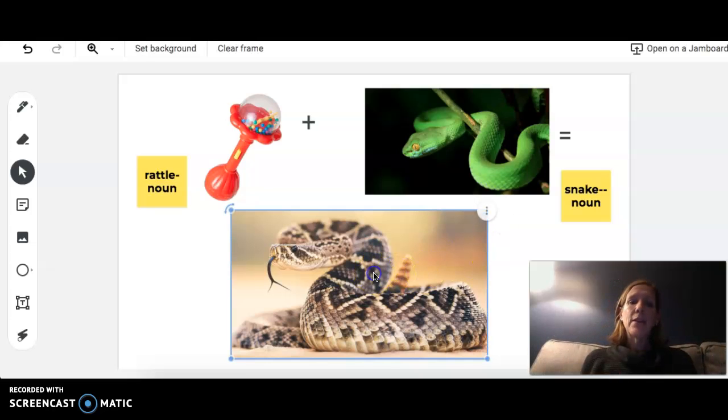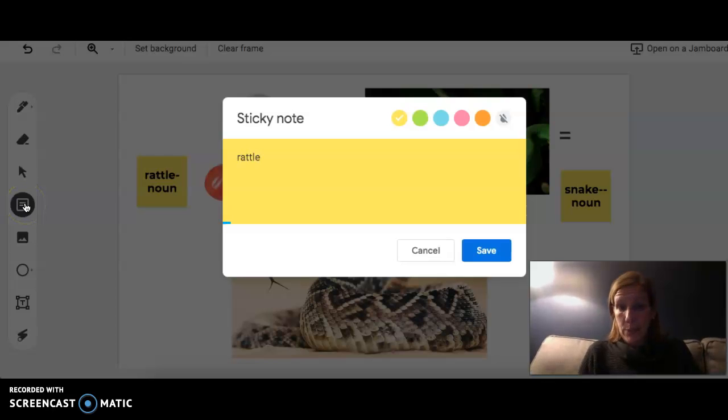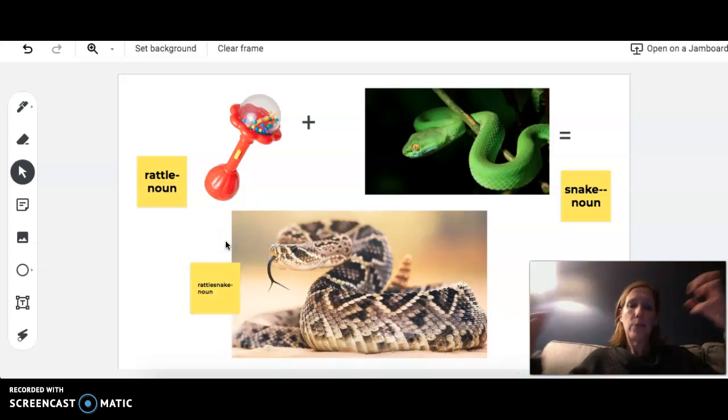Okay, and then of course we end up with the word rattlesnake. We keep the word rattle and we keep the word snake. We don't get rid of anything except for the space. And rattlesnake is also a noun because it's a thing. So we've got rattle is a noun, snake is a noun, rattlesnake is a noun.